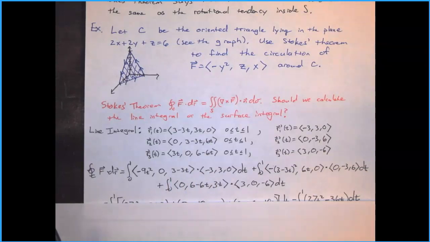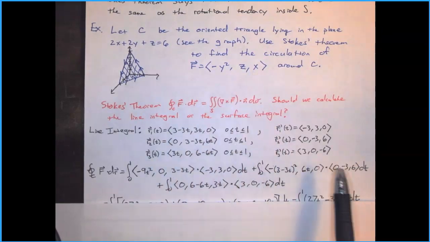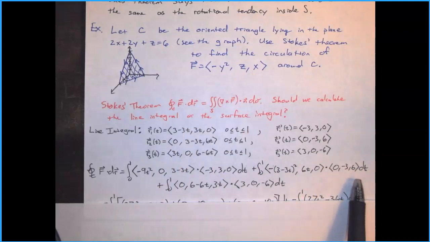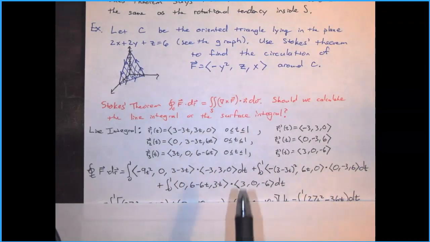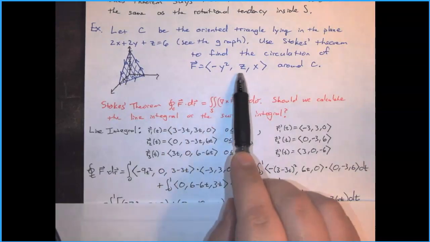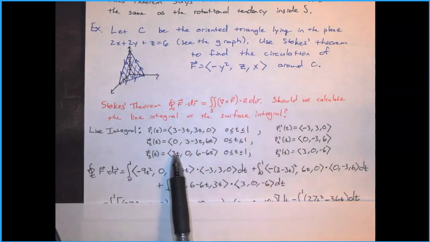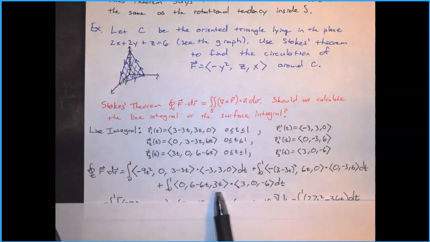On the second line, -y² is -(3-3t)². Z is 6t, and x is 0. And I dot that with ⟨0, -3, 6⟩. And on the third line, -y² is 0. Z is 6-6t, and x is 3t, and I dot that with ⟨3, 0, -6⟩. And now you see I have three integrals.